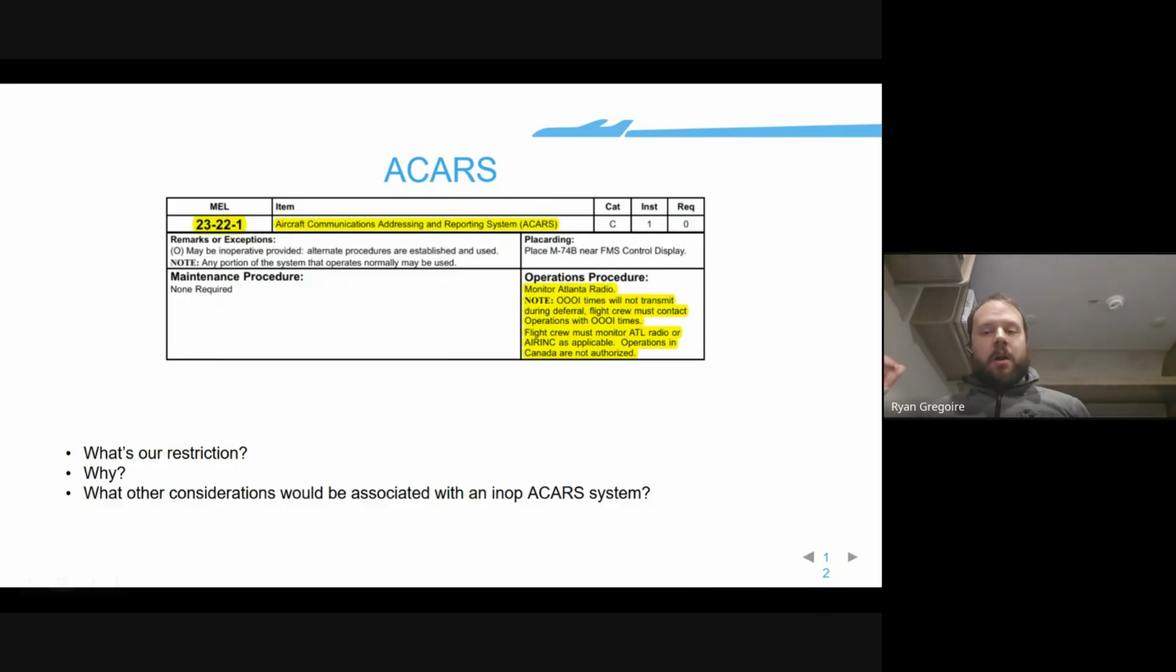Are they off the gate? Are they off the ground? Have they landed yet? Have they gotten back to the gate yet? That is one of our responsibilities as dispatchers, to ensure that those times are recorded and kept track of. Also, we need to be monitoring our phones if we have a flight with an inoperative ACARS, because if they're trying to contact us, that call is going to go through Atlanta radio or through ARINC and then come to our desk.